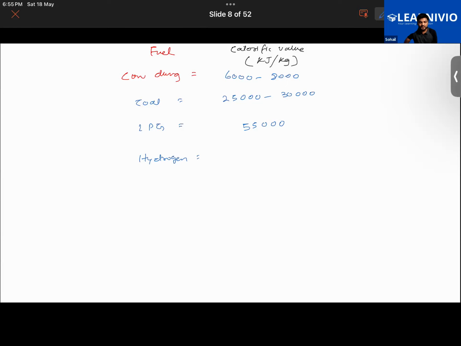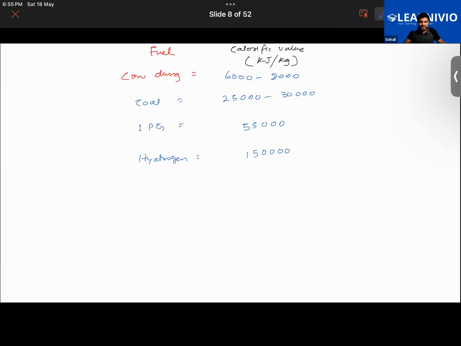So for LPG, liquefied petroleum gas, high calorific value is an advantage, right? Exactly, it's an advantage.